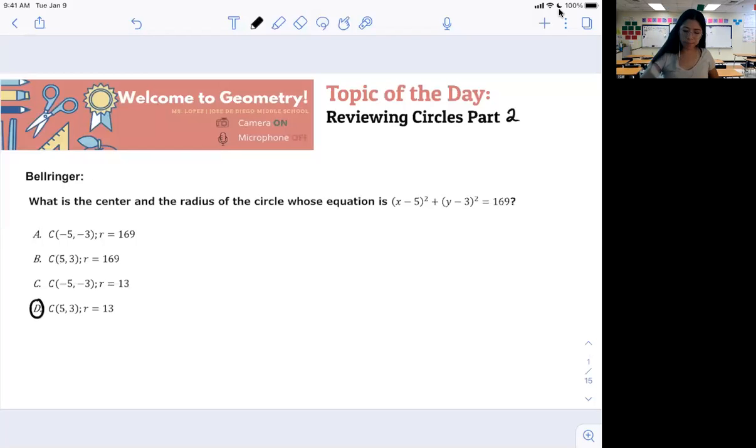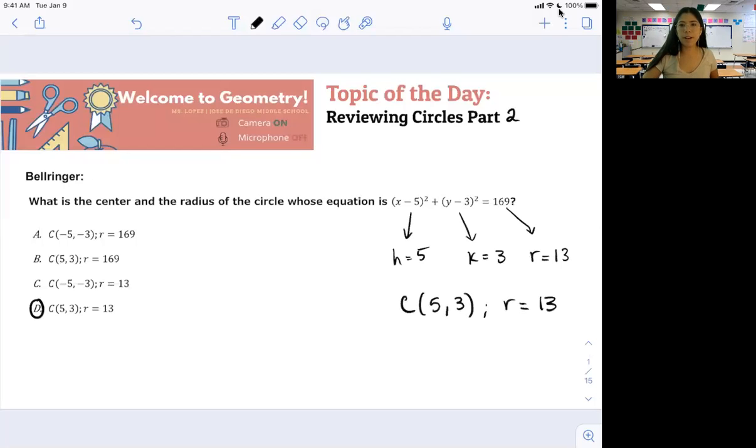So pretty simple. Just remember to flip the sign. Flip the sign and take the square root of this value. So the square root of 169 is 13. So we know that the center is at 5, 3, and r equals 13. Does anyone have any questions on how to figure out the information based on the equation?